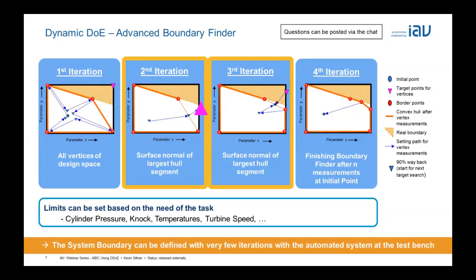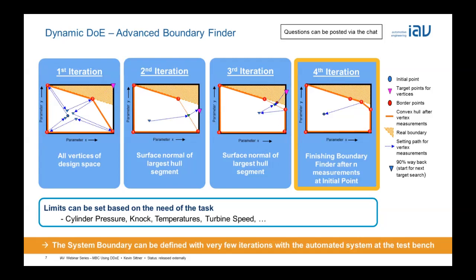After a few iterations, a close approximation of the actual system boundary is generated and can be used as a design space for our experiment. In summary, the Boundary Finder method can quickly define the test space with very few iterations that are automatically executed at the test bench.